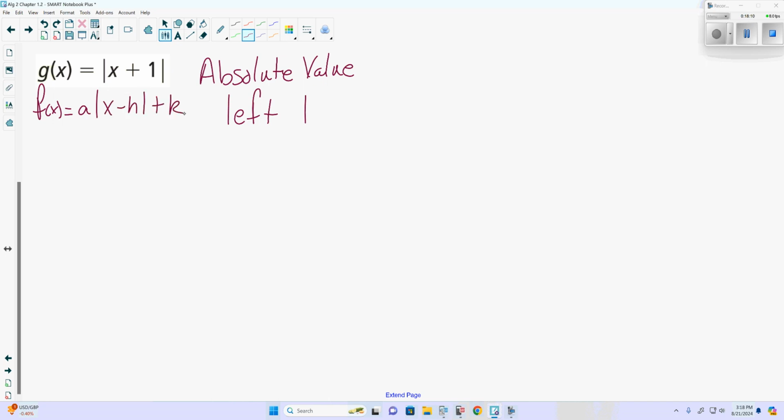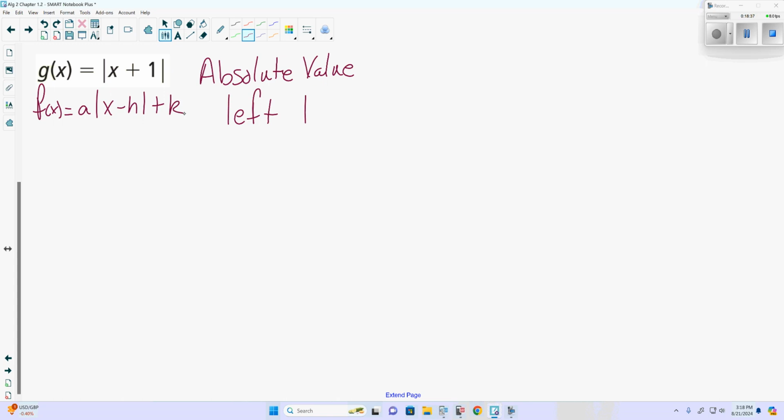All right, now let's look at this algebraically. So, f of x equals a times absolute value of x minus h plus k. Well, there is no k value, yes? Because there's nothing being added outside the absolute value. What's our value of h? 1. So h is 1, so it's telling us we're moving 1 unit.